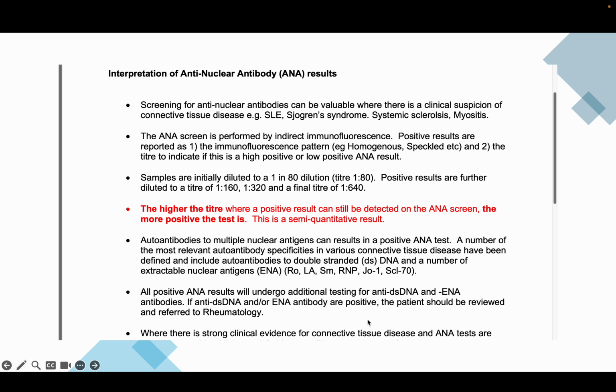If these are positive, the patient should be reviewed. Generally, if ANA is positive, then you check for extractable nuclear antigens like I told you, and also anti-dsDNA. If they are positive, they definitely have some rheumatological condition. If they are negative and the patient doesn't have any symptoms, generally the patient can be put on follow-up.